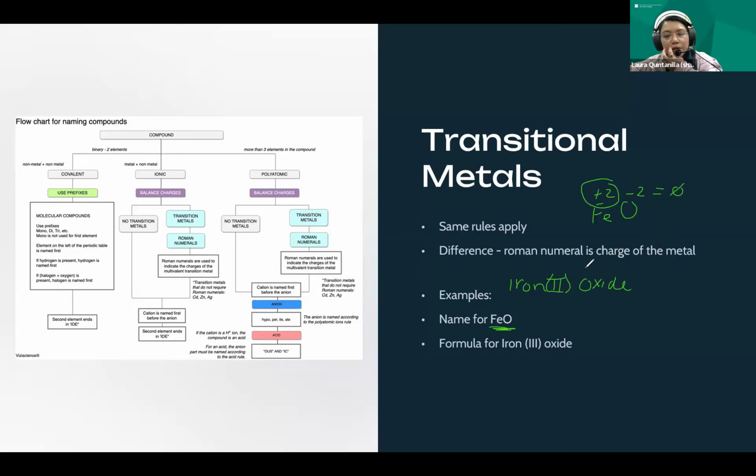Okay, so that's how that works out. And let's do it the opposite way. Let's go from the name to the formula. So again, we know we're working with iron. We're working with oxide, so oxygen. And then we need to get the formula.